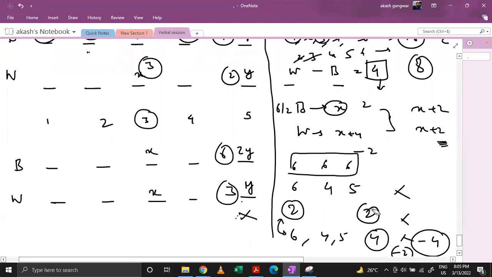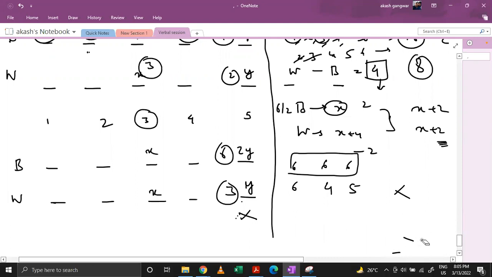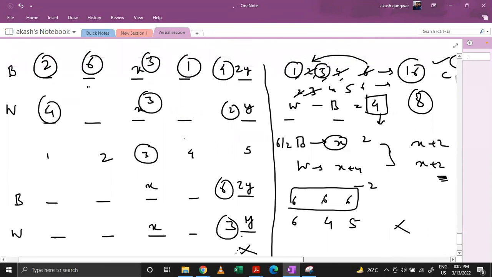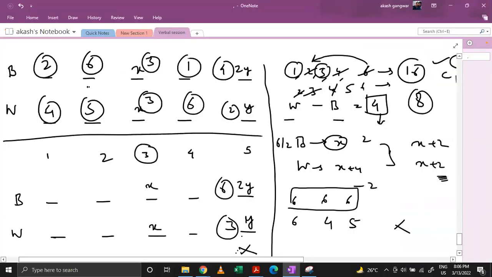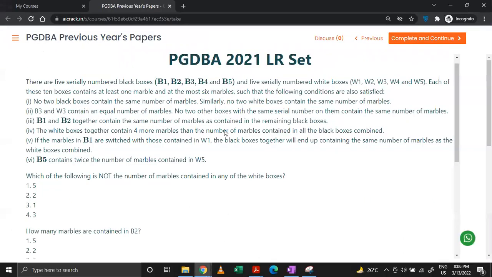Then we have 5 and 6 for W's. And W2 cannot be 6. You got this point, right? How this came to be 4. Yes, sir. So now we are left with 5 or 6. So this cannot be 6, because other than this one, we cannot have two numbers same, right? So this one comes out to be 6 and this one comes out to be 5. Clear? Yes, sir. Clear. So we have the final table with us, and after that we can have a look at the questions.